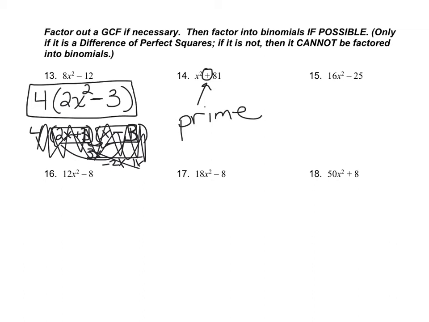Number 15, that one right there, is there a GCF? Is there something that goes into 16x squared and negative 25? No, there's not. So I'm going to see if I can factor this further. I can, because 16x squared is a perfect square and so is 25. Oh, and it's subtraction. This is a difference of squares.